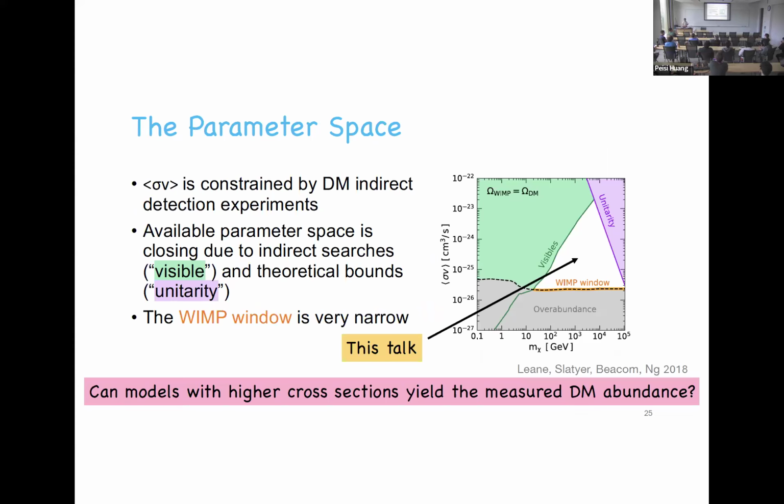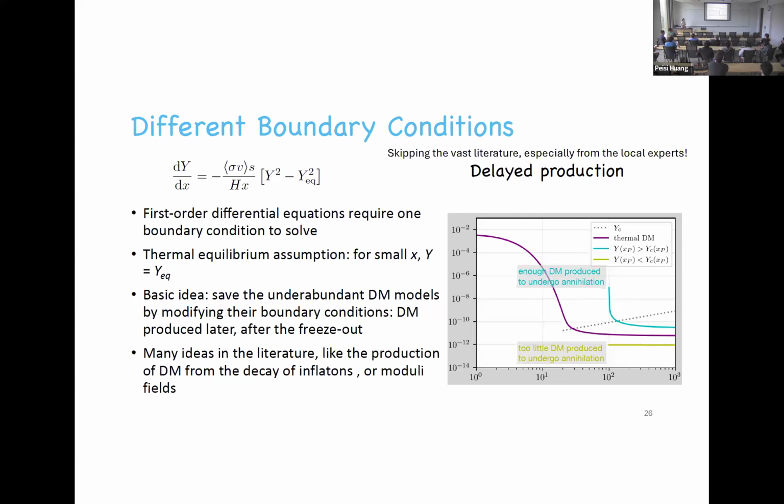So to answer this question, let's look at the Boltzmann equation. The Boltzmann equation is a first order differential equation. It requires one boundary condition to solve. For the standard thermal freeze-out picture, the boundary condition is that early on, before the freeze-out, the dark matter number density traces its equilibrium number density. So to change the solution to the Boltzmann equation, we can change the boundary condition. In this plot, all three lines have the same annihilation cross-section, but they have different boundary conditions, so we have different solutions for the relic abundance.